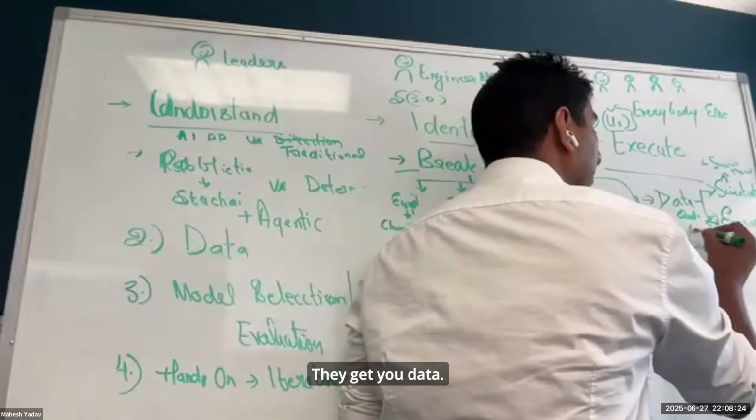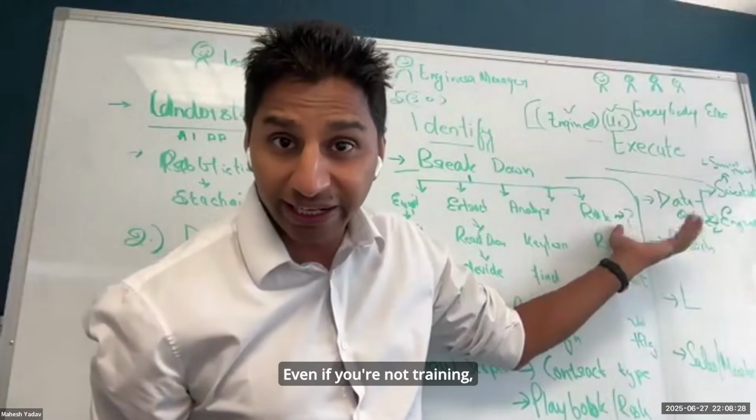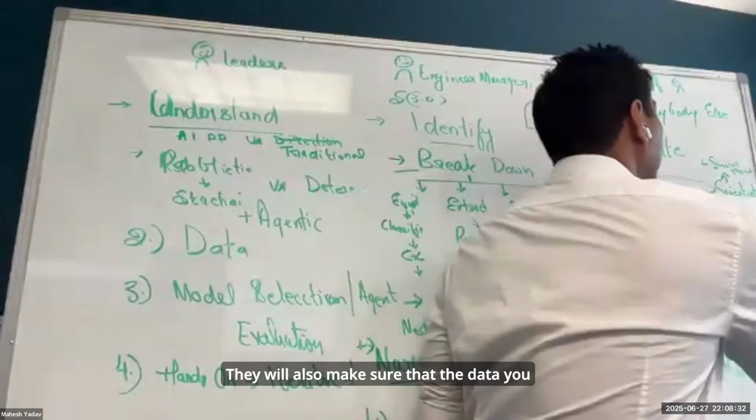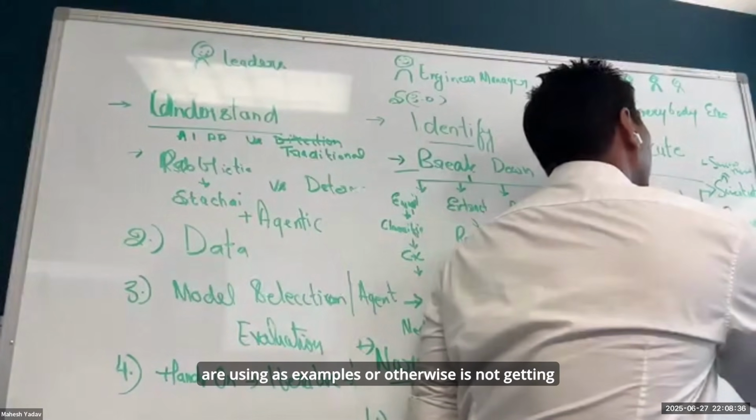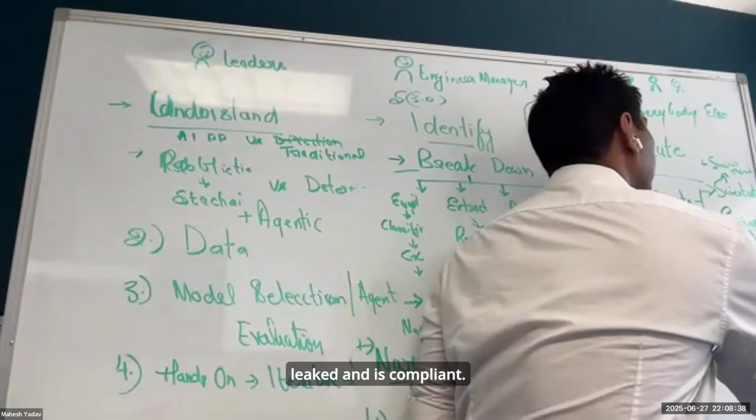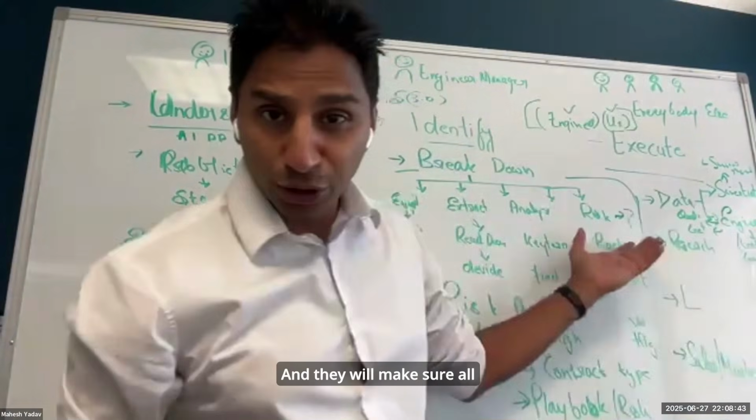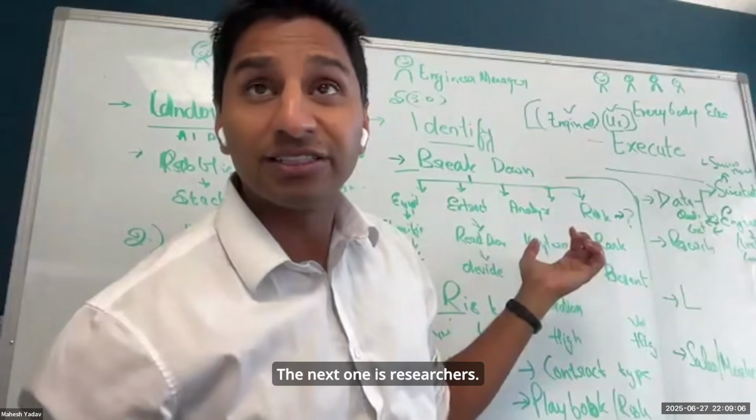They get you data. If you need to do evaluations, you will need data. Even if you're not training, you will need data for evaluation. They will also make sure that the data you are using as examples or otherwise is not getting leaked and is compliant. So you need to tell them which compliance you need, and they will make sure all the data policies are there. The next one is researchers.